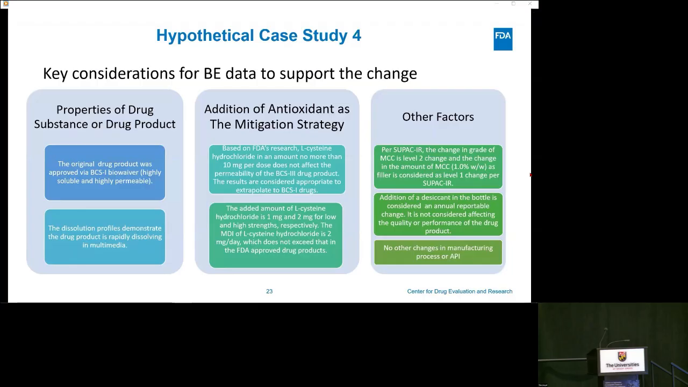The grade change in MCC is considered a level 2 change per SUPAC IR guidance, and the amount change of MCC is considered a level 1 change. Addition of a desiccant in the bottle is not considered affecting the quality or performance of the drug product, and no other changes were made in the manufacturing process or API.